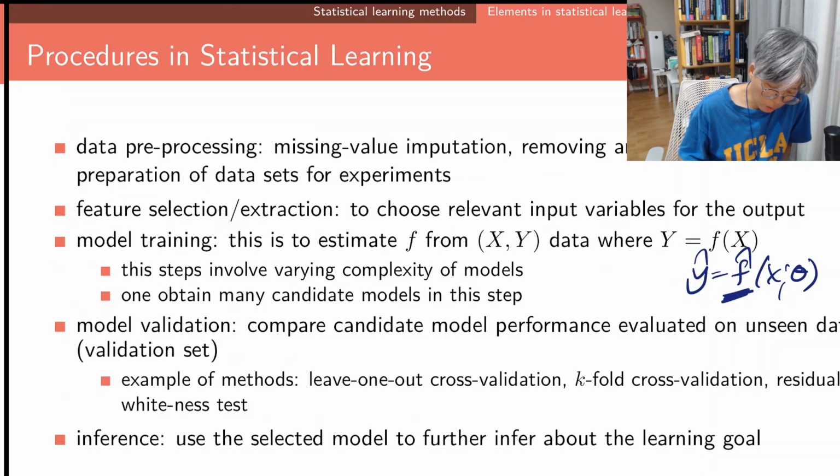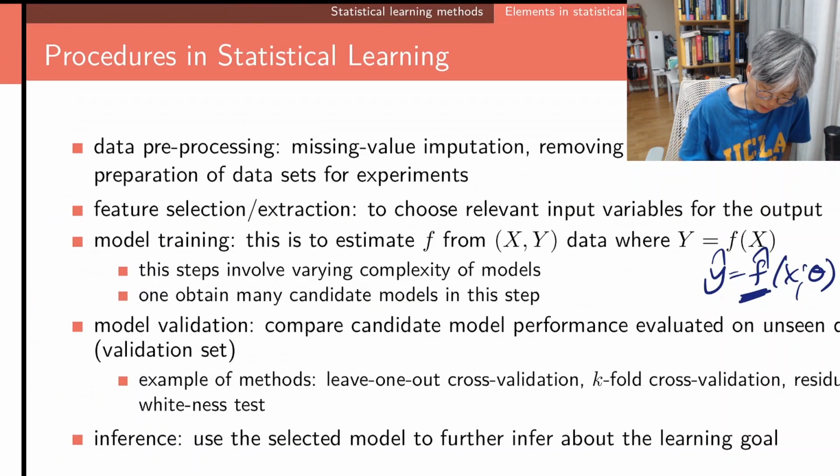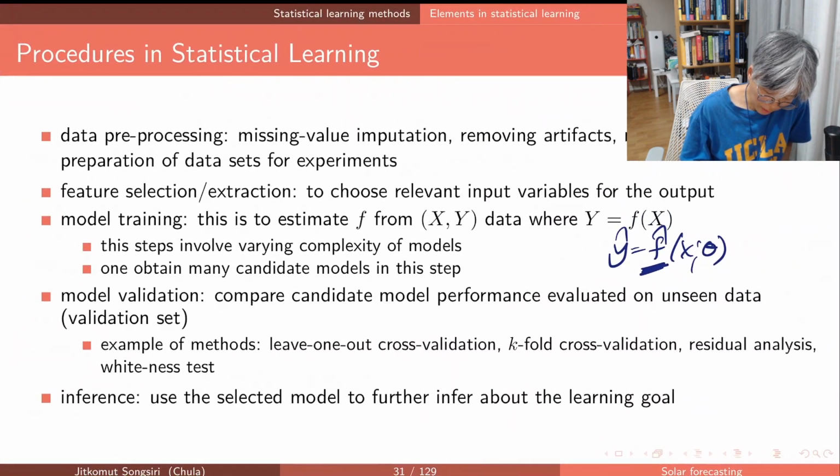Once you train a model, and a lot of times you don't train only a single model, maybe you want to try out different things. So you need to perform model validation. You compare the candidate model performance on the unseen data set. There are several methods for the validation technique: leave one out, cross validation, the K-fold cross validation, and other things. And once you select the model, the last one is the inference mode.